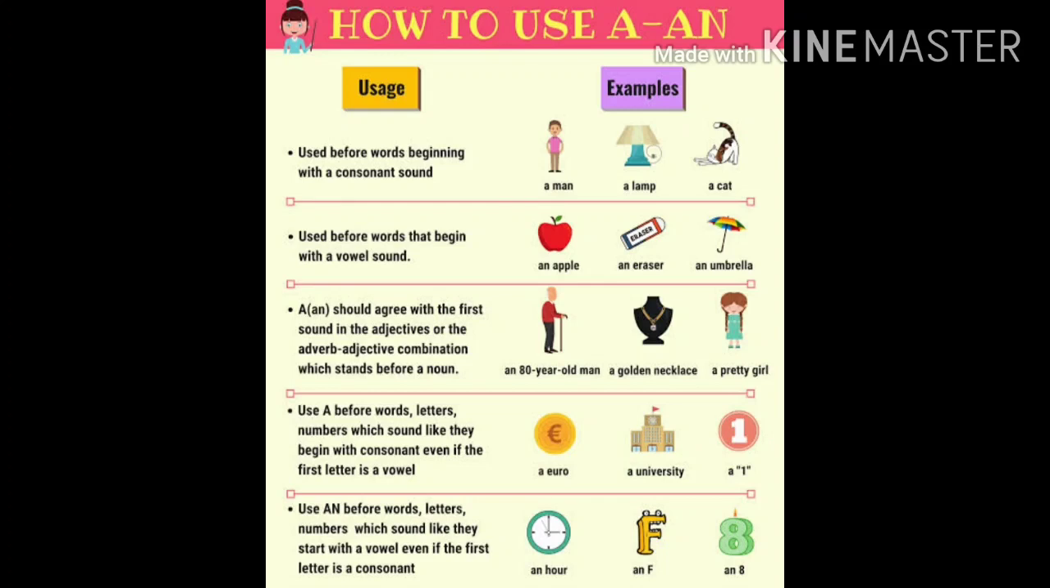The last one is use an before a word, letter or number which sounds like it starts with a vowel even if the first letter is a consonant. Now, we have taken this example while discussing articles: if the word starts with a vowel sound, before that you use an. The first example, hour. So here this word starts with H, but the pronunciation starts with O, and O is a vowel. H is silent in this word. So that's why they use an.